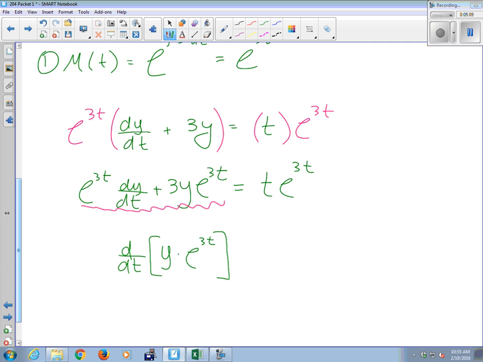Everybody sees that? That's the key. You'll always, at this step, see the product rule. Anytime you're using integrating factors, this is the key step: look at the left-hand side and ask, what functions did I apply the product rule to get this? The right-hand side just stays t e to the 3t. Now, my next step is to integrate both sides.